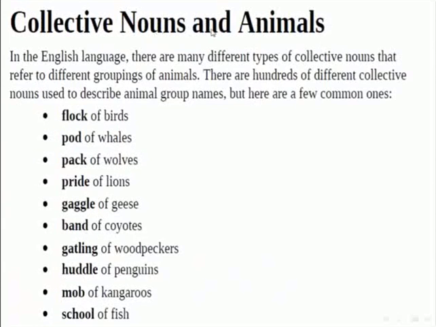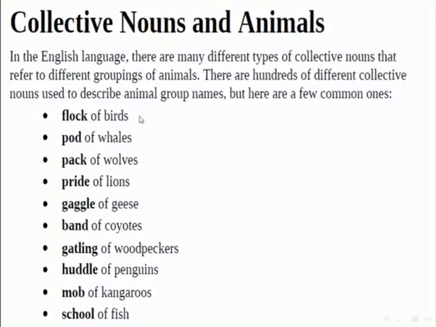Now, collective nouns and animals. In the English language, there are many different types of collective nouns that refer to different groupings of animals. There are hundreds of different collective nouns used to describe animal group names, but here are a few common ones. Right, collective nouns for animals and birds and so on. Let's start.